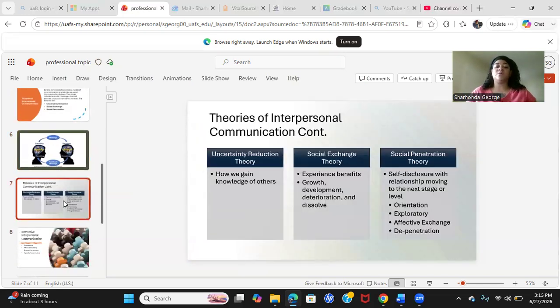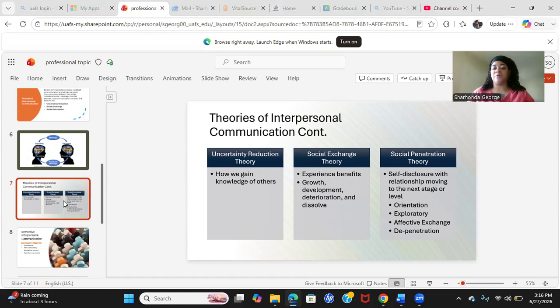Theories of interpersonal communication continues on with breaking down each group that I mentioned in slide number 5. Uncertainty reduction theory is how we gain knowledge of others. We have to be careful in the workplace on how we gain knowledge of others. It's best to go and communicate with your coworker on your own. Don't ever take somebody else's outlook on another person. Get to know the person for yourself.